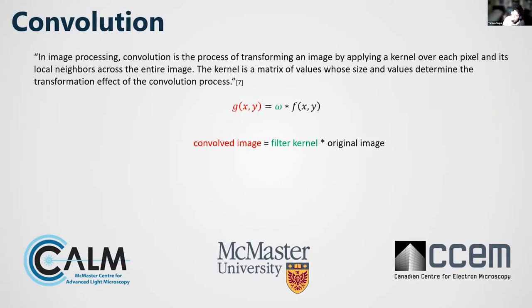Next, we'll talk about convolution. Convolution is basically the process of transforming an image by applying a kernel over each pixel and its local neighbors across the entire image. The kernel is a matrix of values whose size and values determine the transformation effect. So you have a filter kernel, and it's convolved with the original image, which gives you the convolved image. You can do multiple things with it: edge detection, smoothing, blurring, and that's really what we're using those filters for.